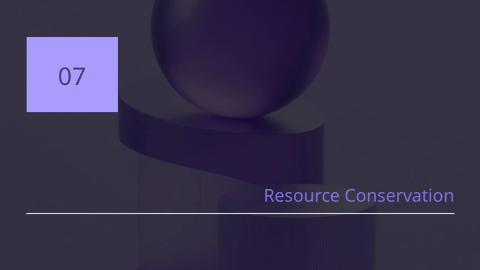This ties directly into the overall goal of creating a more sustainable future for everyone. Small actions, like reducing water usage or choosing energy-efficient products, can make a big difference over time. Remember, resource conservation isn't just an individual effort, it's a collective responsibility that helps protect our planet for future generations.